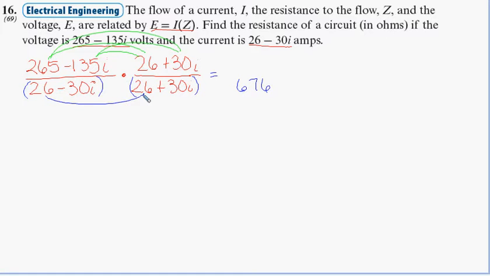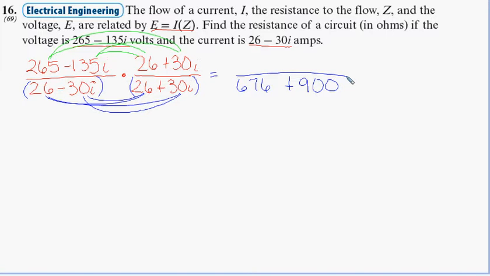Now I know that 26 times positive 30i and negative 30 times 26i are going to zero out. So all I have left to do for the denominator is just take negative 30i times positive 30i, which gives me negative 900i squared, which is positive 900. Okay, so the denominator, oh, we got the easy part. The unfortunate thing is that the numerator is going to take some time.